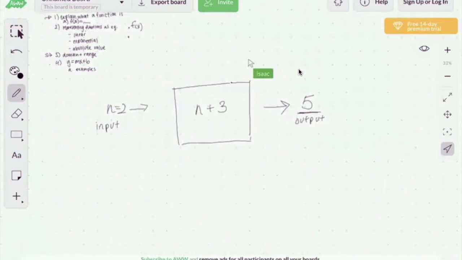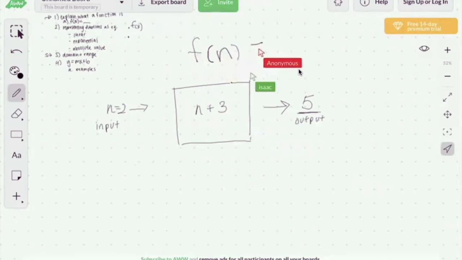To write this in a more mathematical format, you can write it as f of n, which basically tells you that you're doing something to n, and f is what you're doing to it, is equal to n plus 3. So this f of n basically describes what the function machine does.